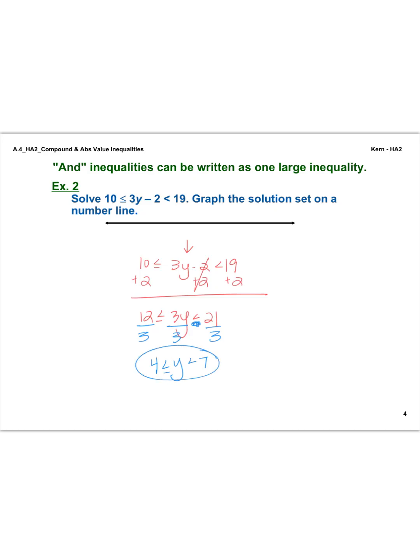When you graph this on your number line, you have 0, 4, and 7. We have a closed circle at 4, an open circle at 7, and this reads that y is bigger than 4 and less than 7. So y is falling right in between 4 and 7. And then when you put the interval notation in for this, you still read your graph left to right. So our graph starts at 4, closed circle, so it gets a bracket. It goes to 7, open circle, so it gets a parentheses.